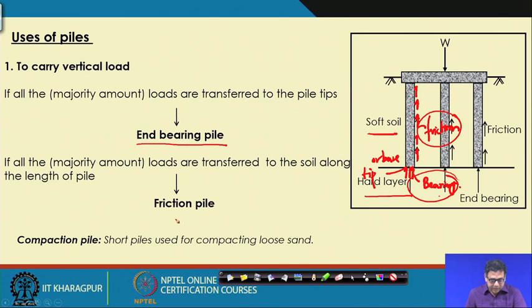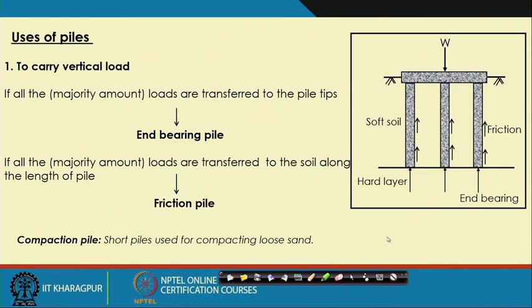And sometimes short piles are also used to compact loose sand, because if you install a driven pile in loose sand, it will compact. So, that type of pile is also called a compaction pile. This is one piece of information, but the major two are end bearing and friction pile. I will discuss later, when I discuss the classification of piles, which type of soil will have end bearing and which type of soil will get the majority of the resistance from friction.